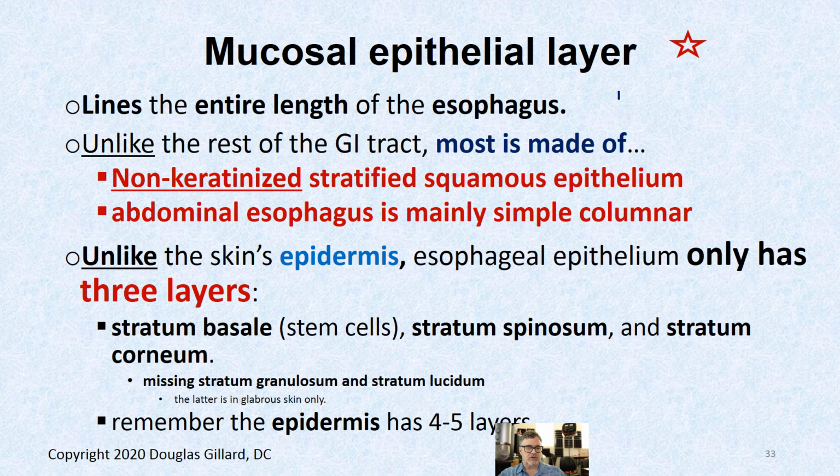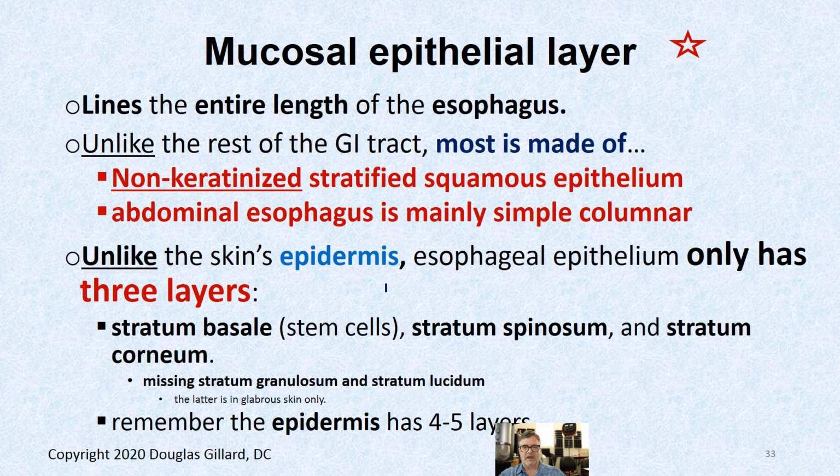All right, so the mucosal layer, we kind of talked about it. It lines the entire length of the esophagus. It's made up of mostly non-keratinized stratified squamous epithelium. The abdominal esophagus is made up of simple columnar. We already said this. I could probably get rid of this slide.